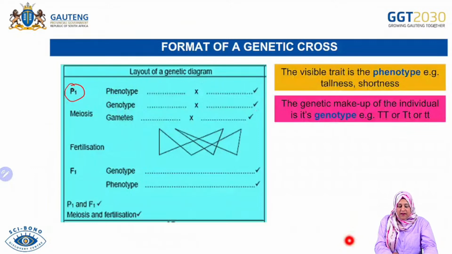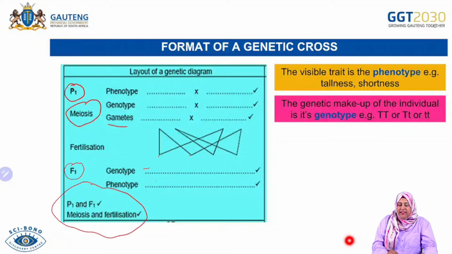And then you have the process of meiosis occurring, where you get your gametes forming, and then fertilization occurs, and then you get your first filial generation or your F1 generation, and then from your fertilization, you will get your offspring, which you can write then as your genotype and work out your phenotypes. Now this P1 and F1 that's written here, that's not where you're supposed to write it. That's just for the marker to see, to give you the mark if you have it in the correct place.